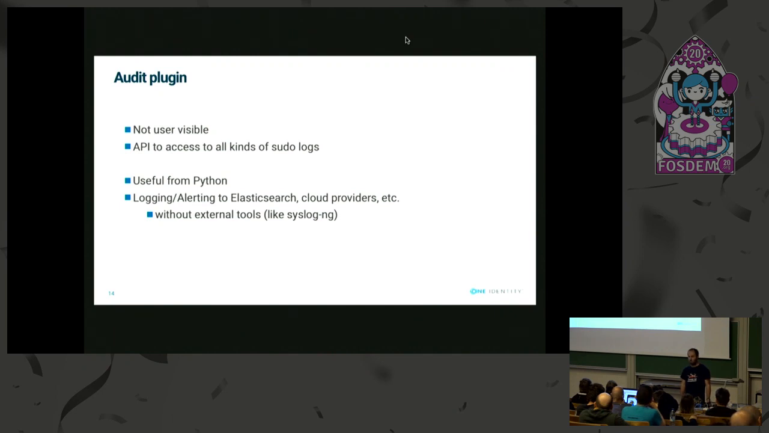The audit plugin doesn't introduce anything user visible. On the other hand, it gives API access to any kinds of sudo logs. Which is especially useful when the Python API will be available for it. Using the audit plugin, you will be able to send logs and alerts from sudo directly without using third-party applications like syslog-ng, as I mentioned earlier.